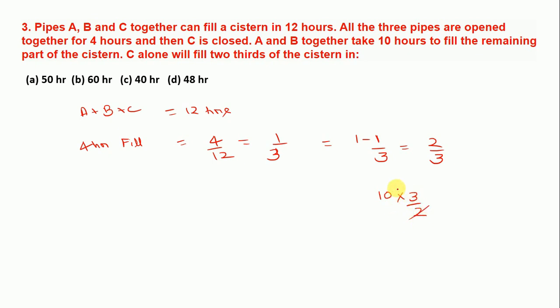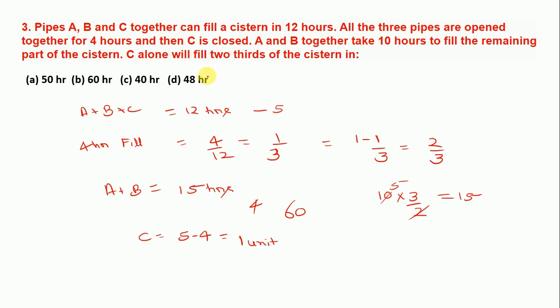That is 15 hours. So we can simply say A plus B plus C will take 12 hours and A plus B will take 15 hours. LCM of 12 and 15 will be 60 units. So efficiency of A plus B plus C will be 5 and efficiency of A plus B is equal to 4. So we can easily calculate from here. Efficiency of C will be 5 minus 4 is equal to 1 unit.